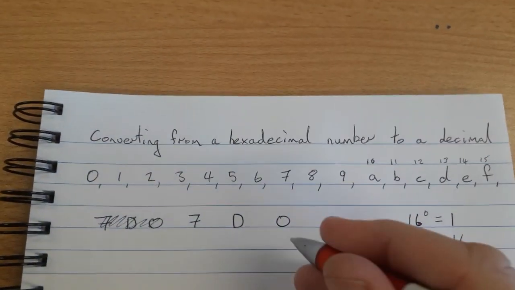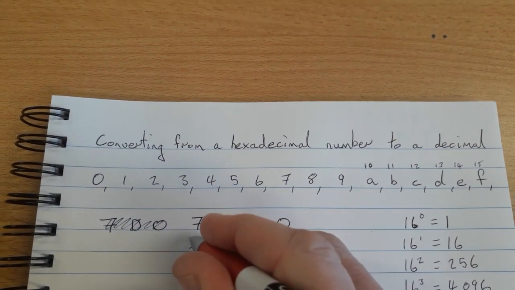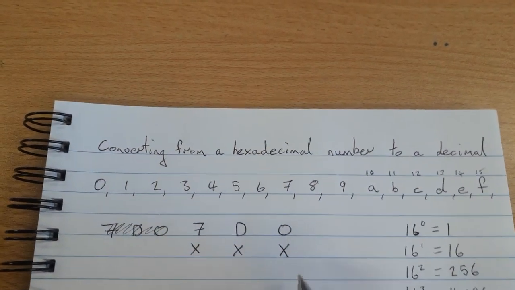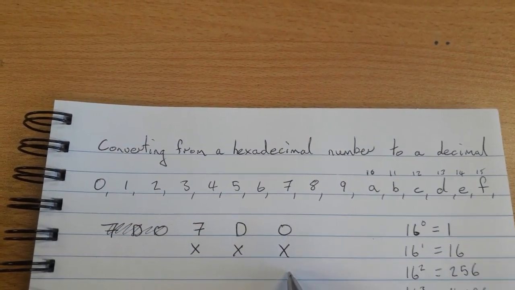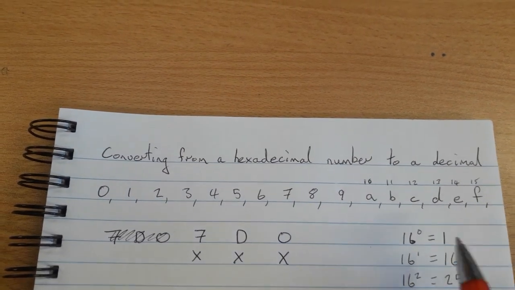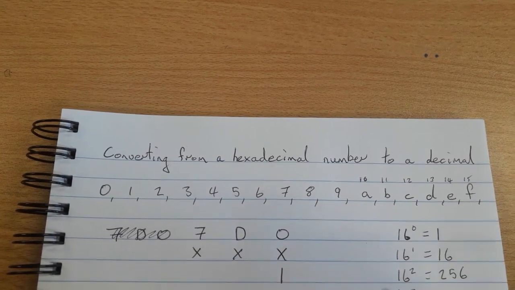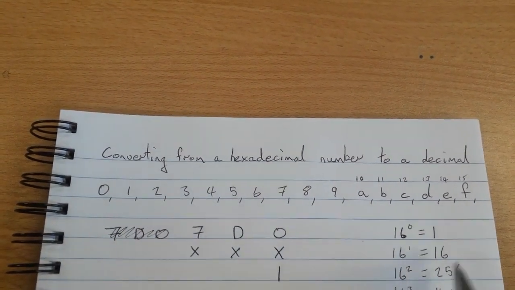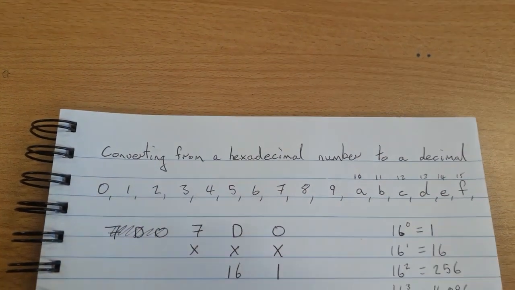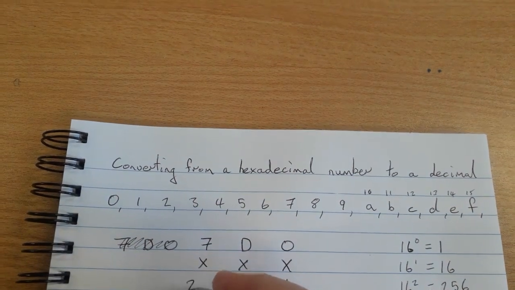So here's the technique. Each of these digits, we're going to multiply by some power of 16. The first one on the right, because we start from the right, is going to be multiplied by 16 to the power of 0, which is equal to 1. The next one is going to be multiplied by 16 to the power of 1, which is 16. The next one is going to be multiplied by 16 to the power of 2, which is 256.